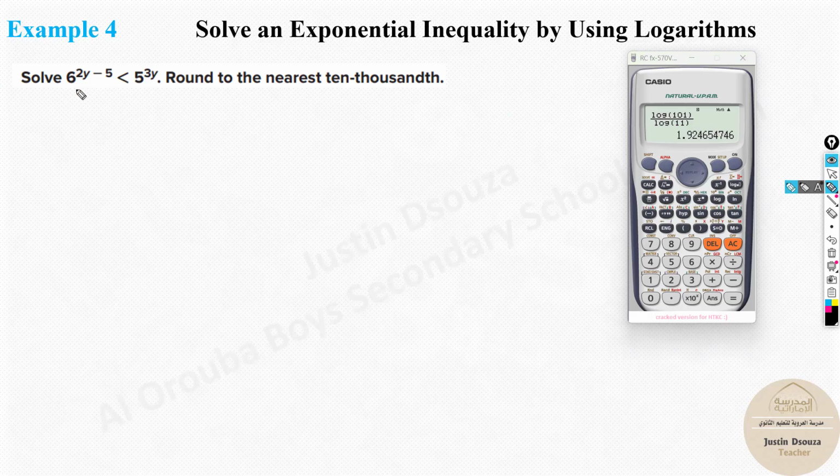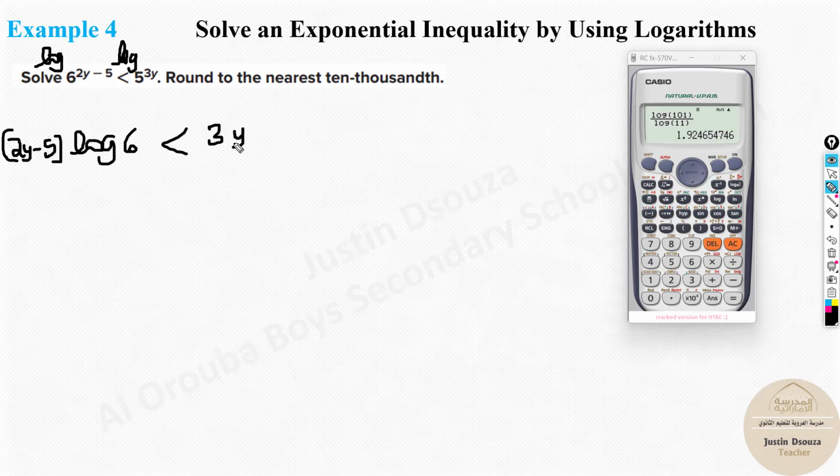Take log on both the sides, and that time these powers can come down, isn't it? So basically what you do is log, I'll just write over here, log here and log here. What happens when you take log? This power comes down, so you will get (2y minus 5) log 6 is less than 3y log 5. Now these are just logs. So what you do is solve for y.